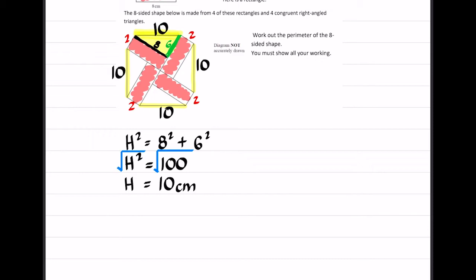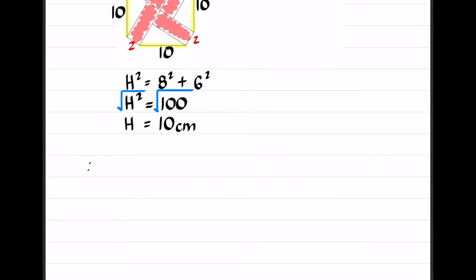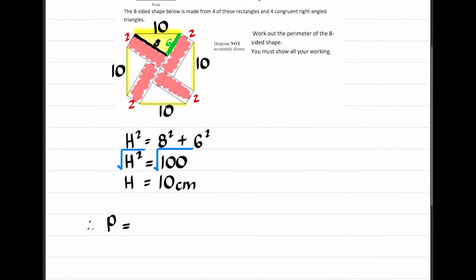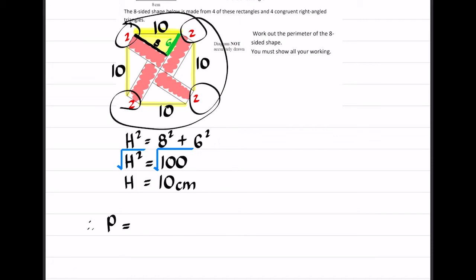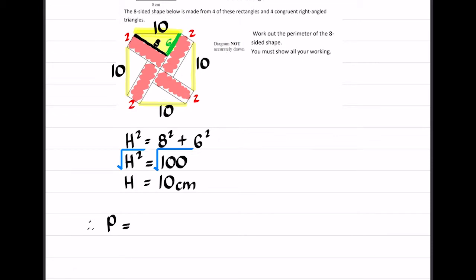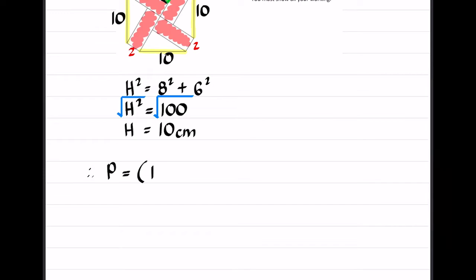So therefore, if I was doing the perimeter, it would equal all of the sides added together, but I have 4 of the same sides with the 10, and I have 4 of the same sides with the 2's as well. So that means that the perimeter would equal 10 times all 4 of them plus 2 times the 4 of them.